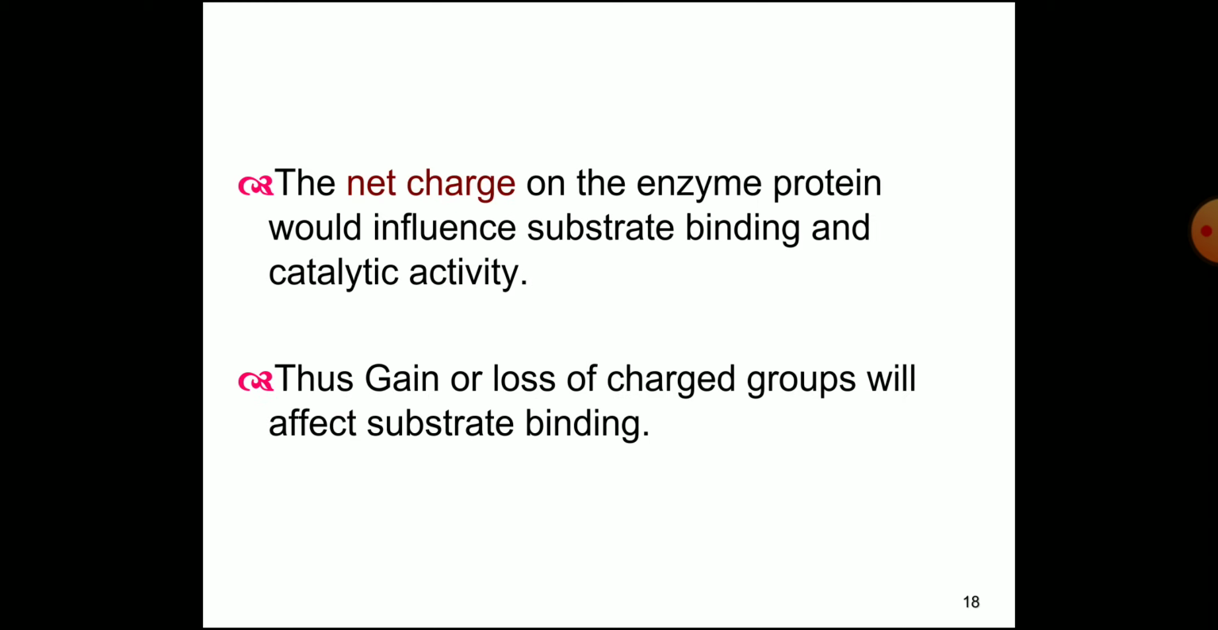The net charge on the enzyme protein would influence the substrate binding and the catalytic activity. That is why pH has an effect on the enzyme activity. Thus, gain or loss of charge or groups will affect the substrate binding. If there is gain or loss, that will affect the substrate binding and producing the ES complex and finally the product.